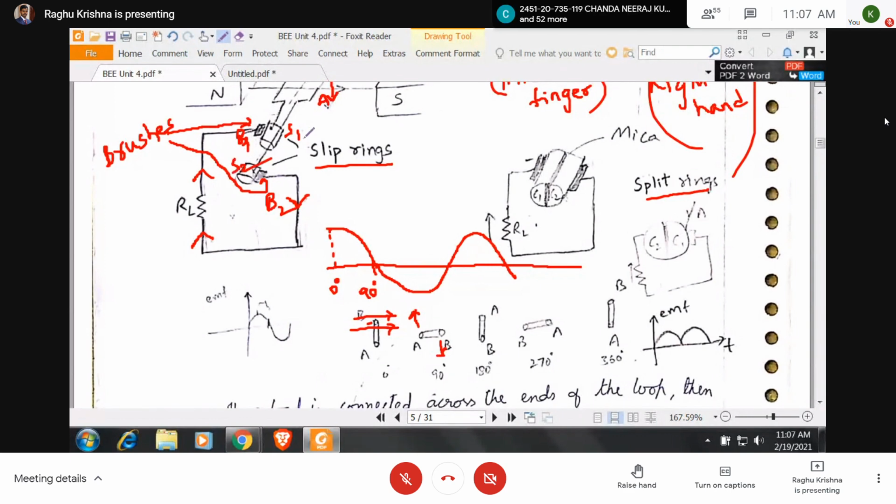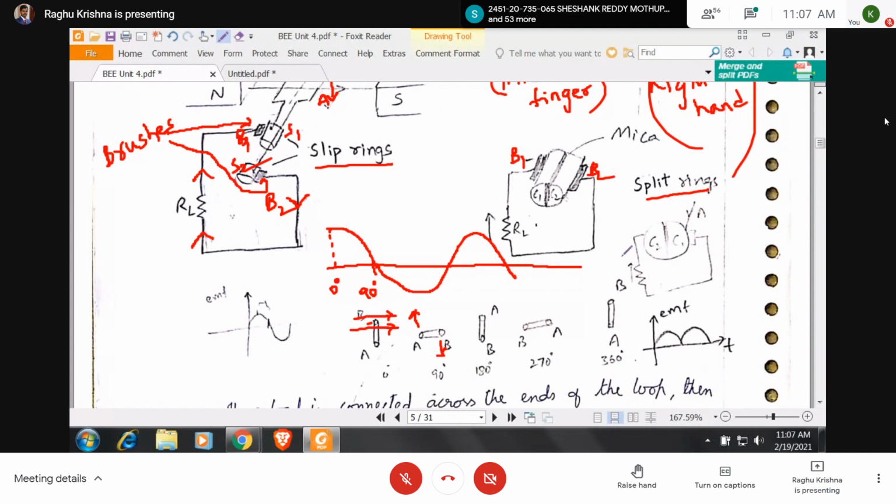So in this case, we cannot physically move the brushes. But what happens? Automatically, the positions of the brushes change from C1 to C2. So here C1 is connected to B1 initially. This is B2. After 180 degrees, what happens? C2 gets connected to B1 and C1 gets connected to B2. So here you are going to get this type of induced EMF.